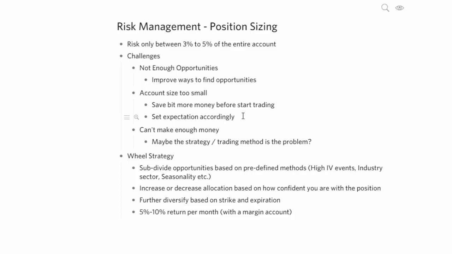Now, the third one is can't make enough money. So this is kind of related to the right strategy, the right trading method. Some strategies actually don't win a lot. In a sense, the win rate is very low. For example, with a trend following strategy, you probably would lose 70% of the time because you're trying to follow a trend, and if that trend doesn't happen, you have to get out as soon as you can.